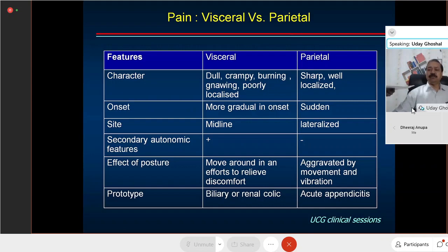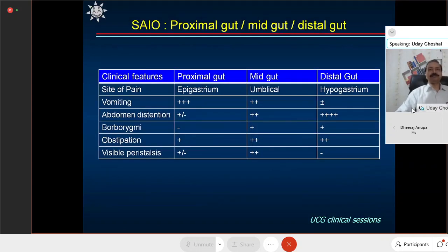Secondary autonomic features, as I mentioned to you, are features of the visceral pain, but not so much with parietal pain. Effect of posture. Patients with visceral pain move around in effort to relieve the discomfort. So if somebody is tossing in agony in the bed or on the bed, this patient does not have parietal pain. This patient has a visceral pain. Whereas if somebody doesn't want to move, remains stand still, even the abdomen is not moving with respiration, this is peritonitis, because parietal pain gets aggravated by movement. Okay, so these are the differences.